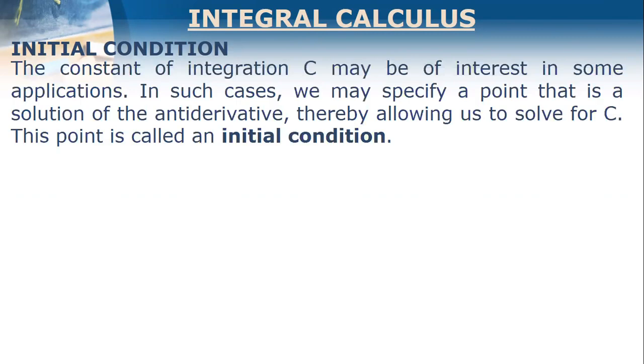Now, the constant of integration C may be of interest in some applications. In such cases, we may specify a point that is a solution of the antiderivative, thereby allowing us to solve for C. This point is called an initial condition. So given a problem, if there is an initial condition, we can use it to solve for C.